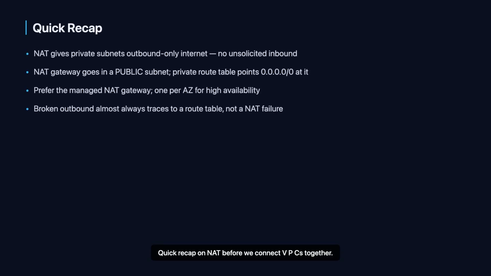Quick recap on NAT before we connect VPCs together. NAT gives private subnets outbound-only internet with no unsolicited inbound. The NAT gateway itself goes in a public subnet, and the private subnet's route table points its default route at it. Prefer the managed gateway over a self-managed instance, and deploy one per zone for high availability. And when outbound breaks, look at the route table first, because that's nearly always where the fault lives.